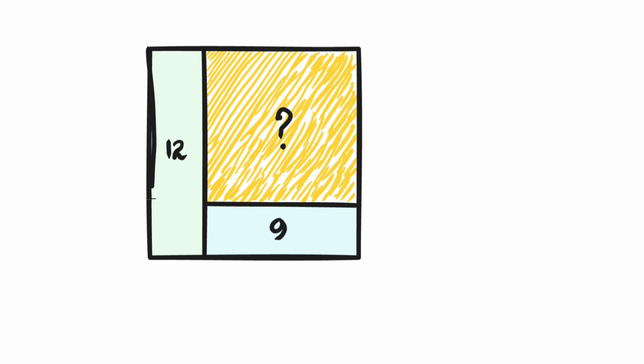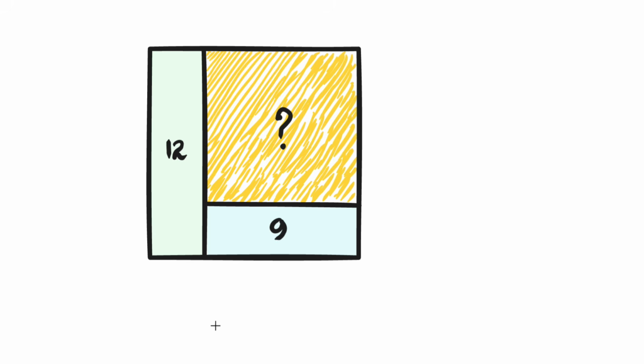On the left, there is a tall rectangle with an area of 12 square units. In the upper right, there is a smaller square whose area we want to find. And underneath that smaller square, there is another rectangle with an area of 9 square units. So the question is very simple. What is the area of that small square?